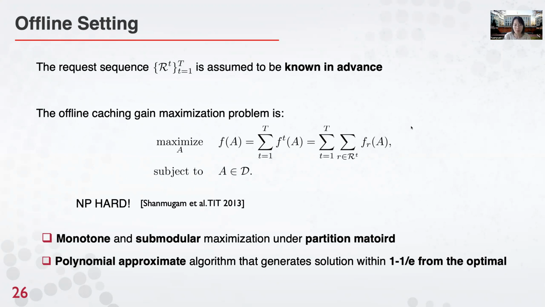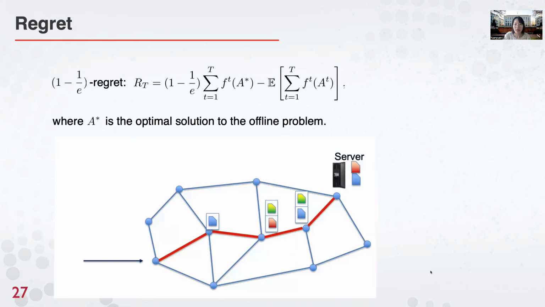However, the problem is monotone submodular maximization on a partition matroid. There exist polynomial approximation algorithms that produce a solution within 1 - 1/e of the optimal. To the best of our knowledge, this is the best guarantee. Then the regret of our online problem is with respect to the gain obtained by a 1 - 1/e offline approximation algorithm, which is the 1 - 1/e regret. Our goal is to find an online algorithm with sublinear 1 - 1/e regret.